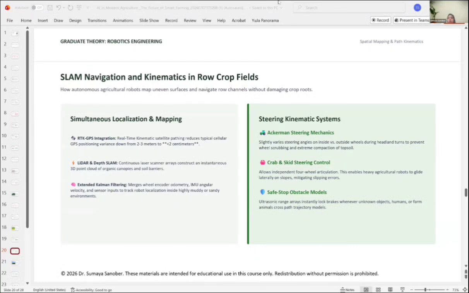Does this make sense? So basically, we are using GPS in robot navigation also. Yes, absolutely. That's correct.